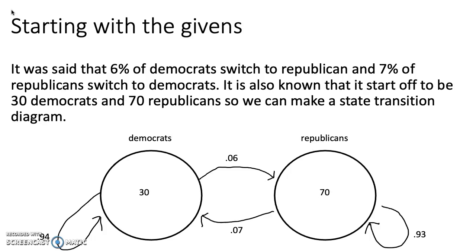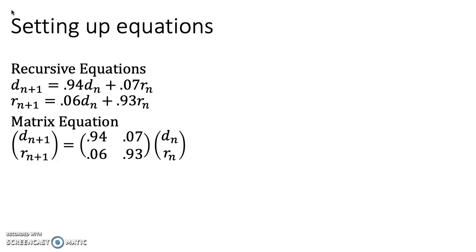The state transition diagram shows how the 6% of Democrats move towards the Republicans and the 7% of Republicans move towards the Democrats, while 94% of the Democrats stay as Democrats and 93% of Republicans stay as Republicans. With this, we can create a recursive equation: d_{n+1} = 0.94 d_n + 0.07 r_n, and r_{n+1} = 0.06 d_n + 0.93 r_n.